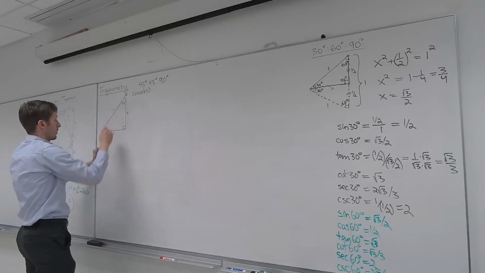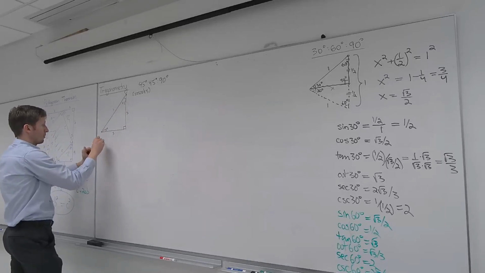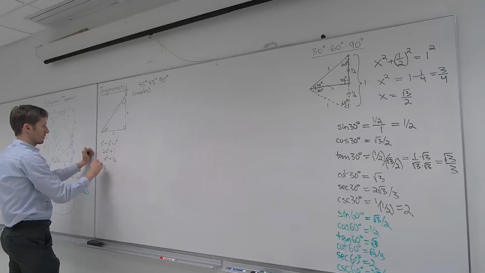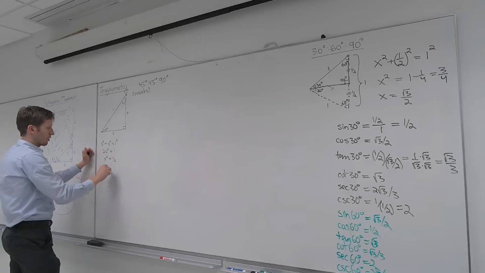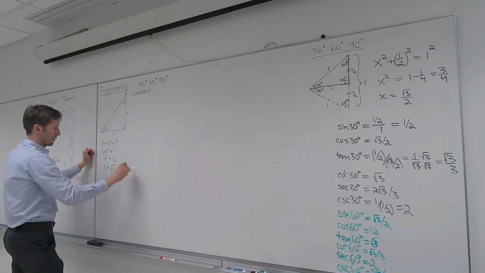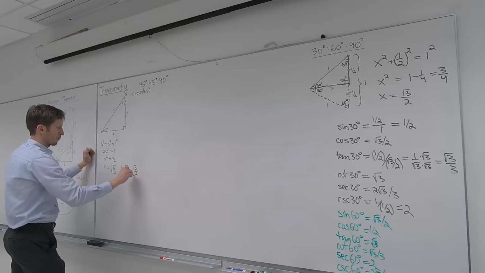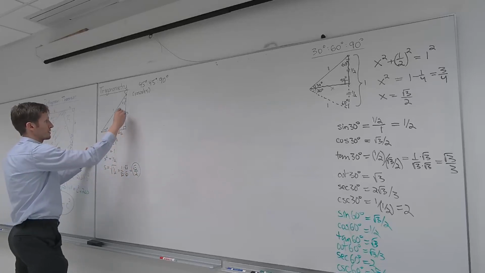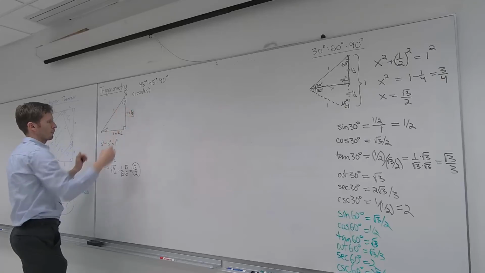Watch this. S squared plus S squared is equal to 1 squared, by the Pythagorean Theorem. So 2S squared is equal to 1. S squared is equal to 1/2. And S is equal to the square root of 1/2, which equals 1 over the square root of 2. Multiply top and bottom by root 2, and you're going to get root 2 over 2. S is equal to root 2 over 2.